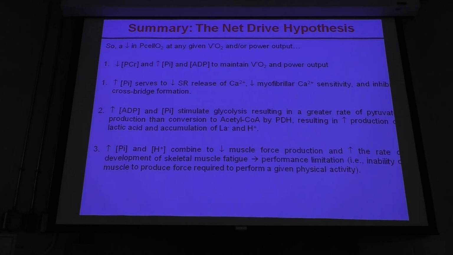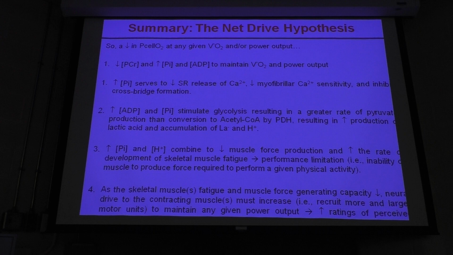The increase in inorganic phosphate and, to a lesser extent, hydrogen ion combine to decrease muscle force production and increase the rate of development of muscle fatigue, resulting in a performance limitation, which we defined as the inability of the muscle to support the power output that is required by the task. Once you reach that point where the capacity for the muscle to produce power and the demand to produce power intersect, you either have to stop exercising or decrease your power output, because at that point, the muscle can't support that task any longer. So you either have to do less or stop. Either way, exercise performance is compromised.